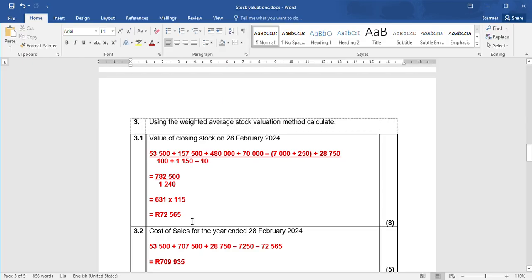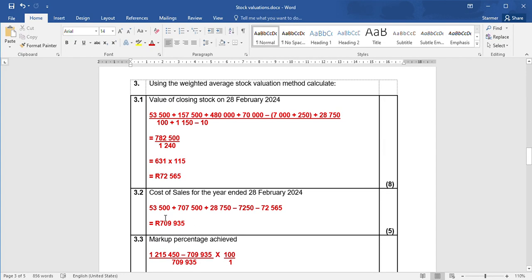Then when you calculate your cost of sales, you take your opening stock. Now I've added the 3 lots of purchases together here to save time. I added my carriage on purchases, and I minus the number of units returned, and I minused the closing stock figure, which I worked out at the top here, and that gives me cost of sales.